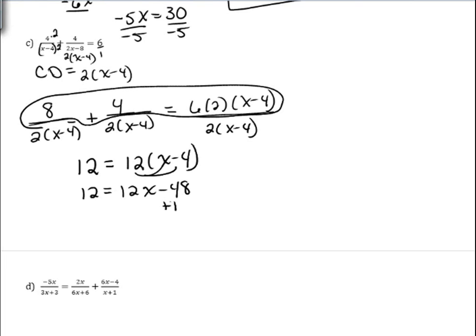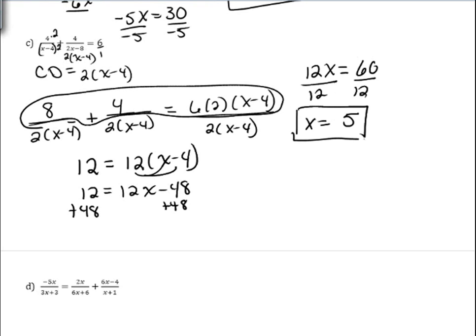And then we have to add 48 to both sides. That gives me 12x is equal to 60, and then divide both sides by 12. That gives us x is equal to 5. Just do a quick little visual check. Will that 5 cause us to divide by 0 anywhere? And the answer is no, and so this solution will work.